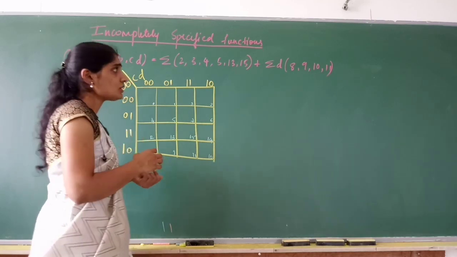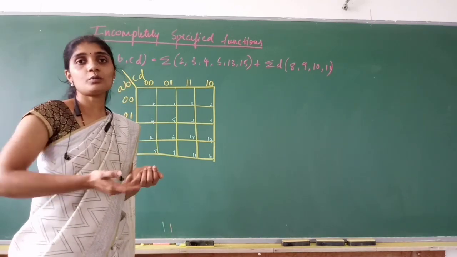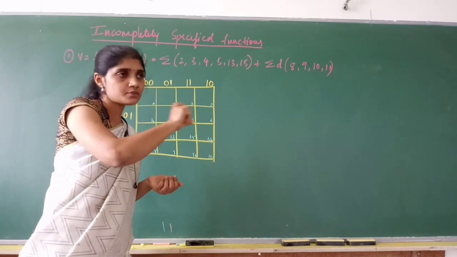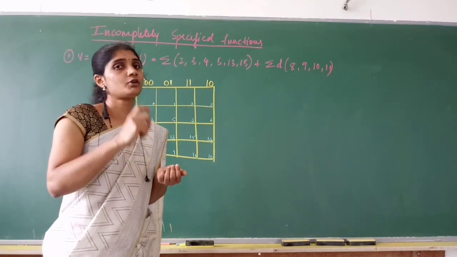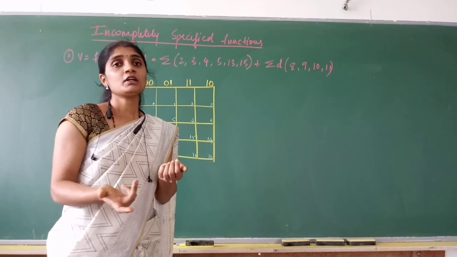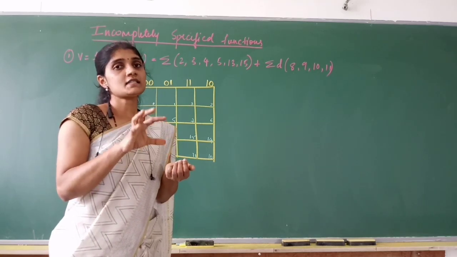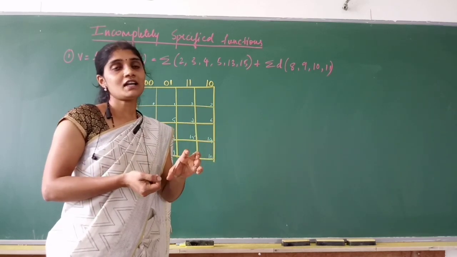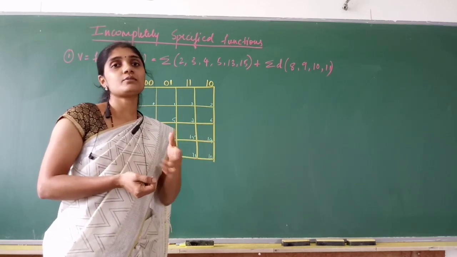So, now we are trying to simplify an equation for an incompletely specified function. When we don't know what is the output for that particular combination of input, whether it is 0 or 1, we cannot predict, we don't know. Those functions are called as incompletely specified functions, and the input combinations are called as don't care terms.